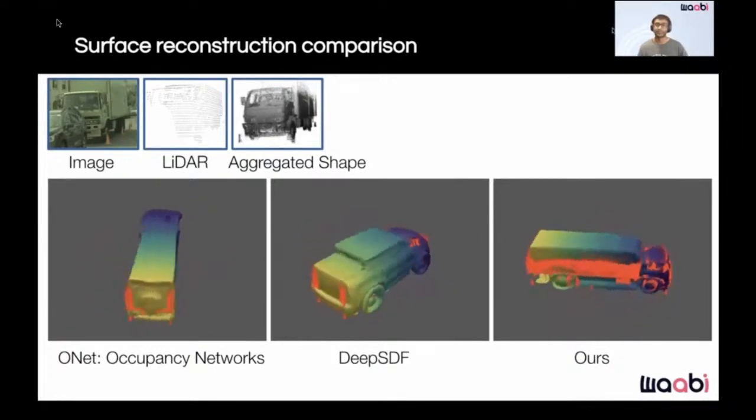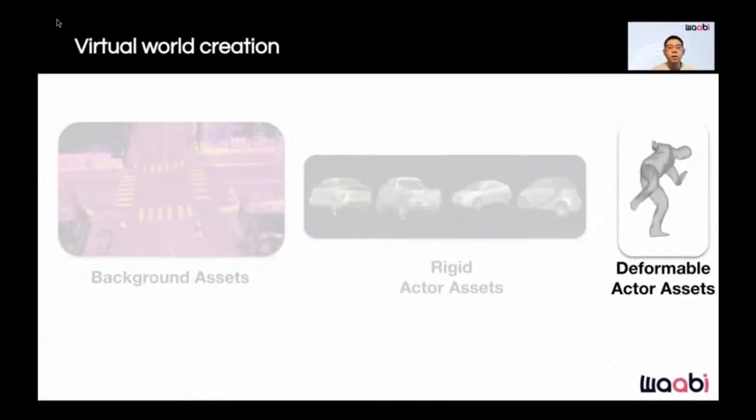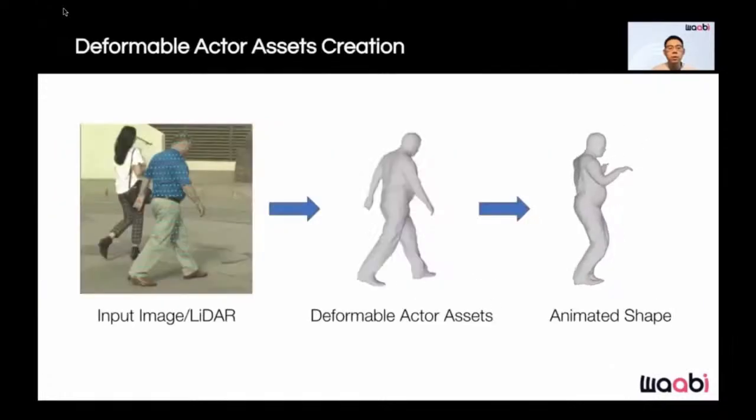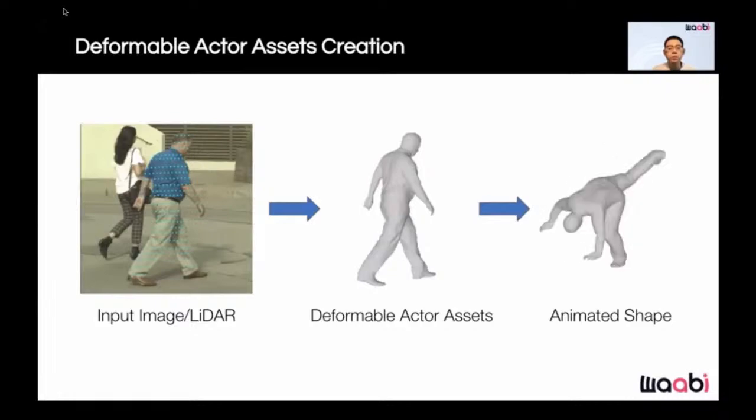Thanks, Siva. Hi, my name is Ze, and I'm a research scientist at YB. Next, we will cover how we can create deformable objects. We focus on pedestrians because they are the most common deformable object in urban settings. Given an input camera image and a sparse LiDAR point cloud captured by sensors, we aim to reconstruct the object shape and its deformation model. Then we can reanimate the shape and place it into a new scenario.